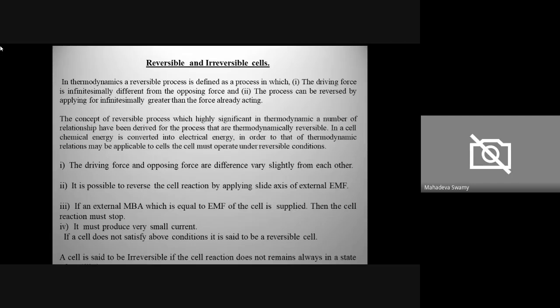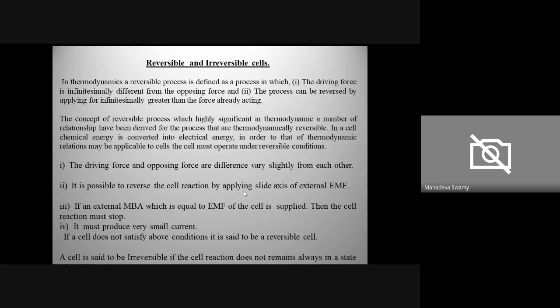Second case: it is possible to reverse the cell reaction by applying a slight excess of external EMF. Sorry, that is a typing mistake, it should be a slight excess. Yes, it is possible to reverse the cell reaction by applying a slight excess of external EMF.